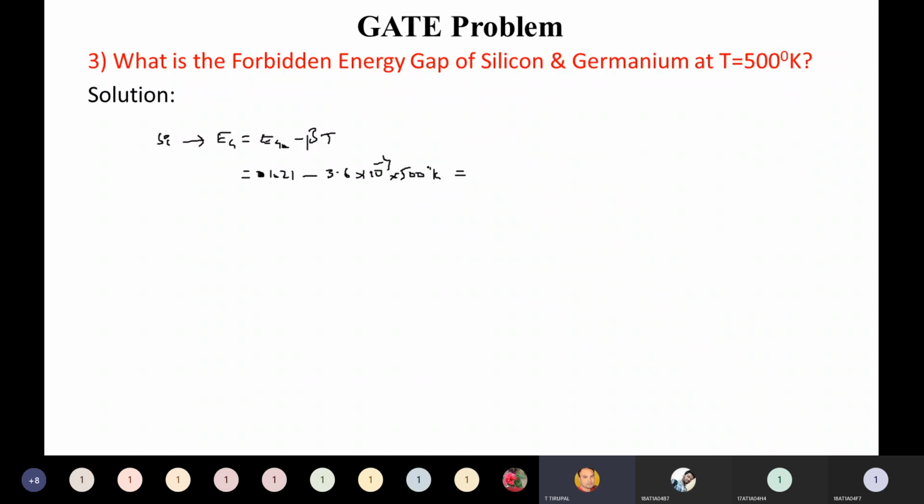It is equal to 1.03 electron volts. Very good. 1.03 electron volts. Okay. Next. Similarly for germanium, Eg is equal to Eg naught minus beta into capital T. So Eg naught is 0.785 minus 2.23 into 10 power minus 4 into 500.